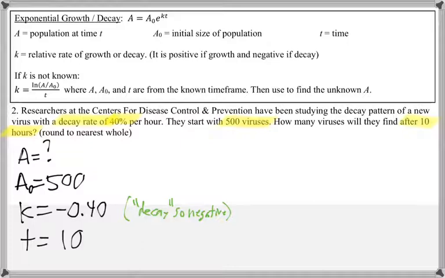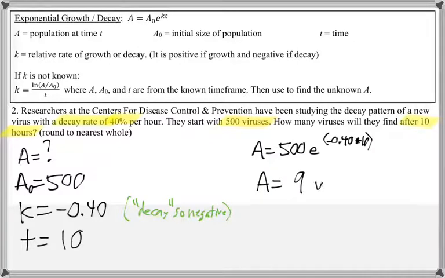Okay, so I need to plug this information into my formula. So 500 times e raised to the negative 0.40 times 10. And I get 9.157, so I want to round this to the nearest whole number. So this will be 9. So 9 viruses.